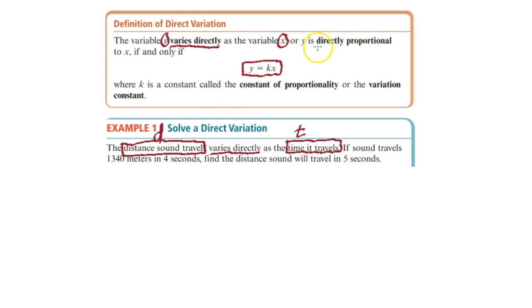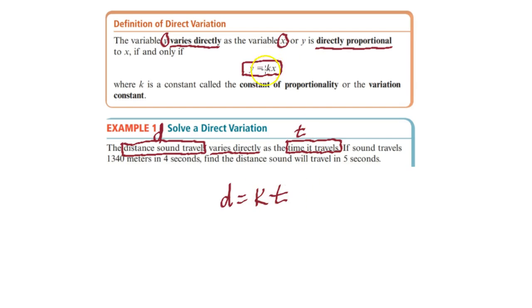Another way of saying this is directly proportional. That may be another wording you may see. Typically you'll see "varies directly," but they're equivalent to each other. So in this problem we see varies directly, and so the y is kind of like the d, and the x is kind of like the t. So we know that this fits into the form d equals kt.